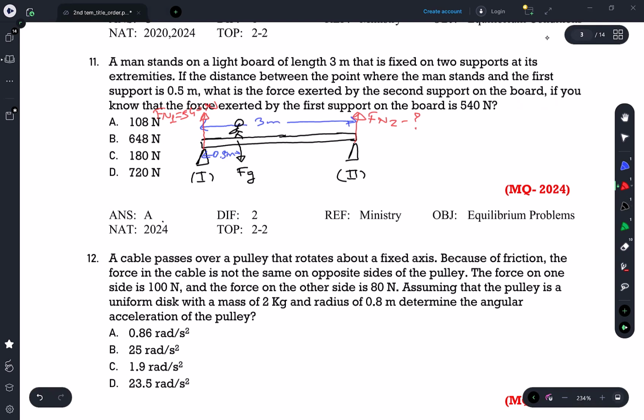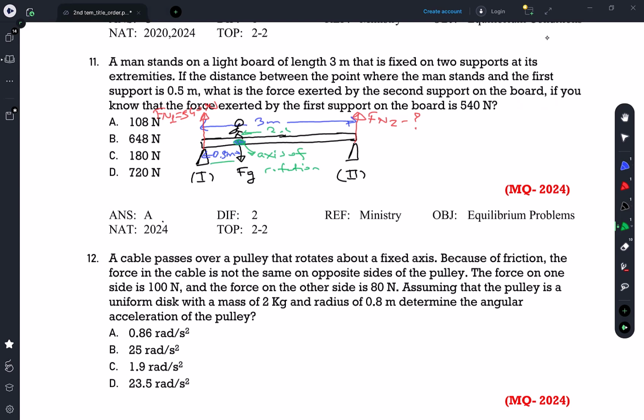In this case, choose the axis of rotation as the location of the unknown force which is not asked. Fg is not asked. That's why I'm going to choose the position of Fg as the axis. This is the axis of rotation. Then the distance from Fn1 to the axis of rotation is 0.5. The other side must be 3 minus 0.5, yeah, 2.5 meters. So both force distances are known.